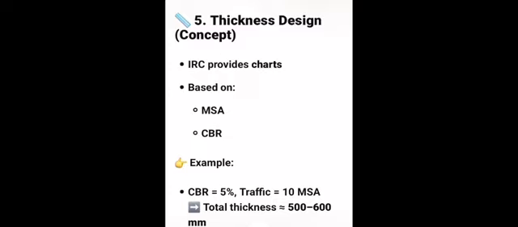Thickness design concept: IRC provides charts based on MSA and CBR. Example, if CBR is 5% and traffic is 10 MSA, then total thickness is approximately 500 to 600 mm.